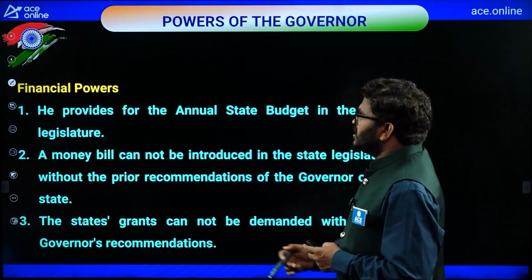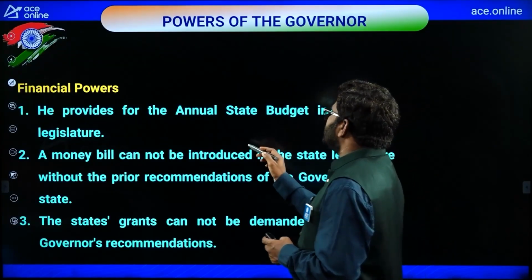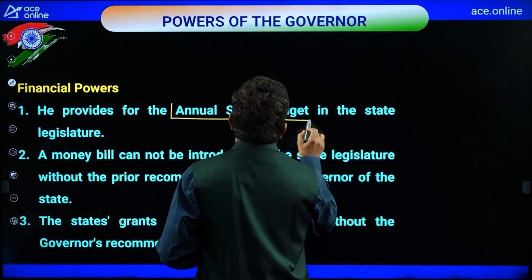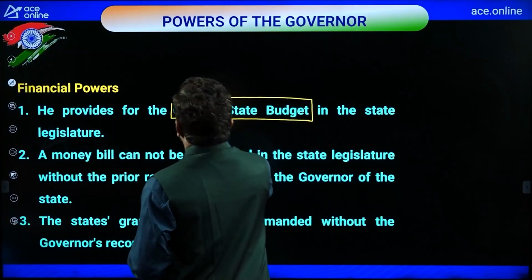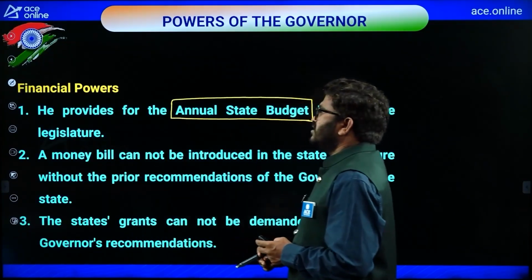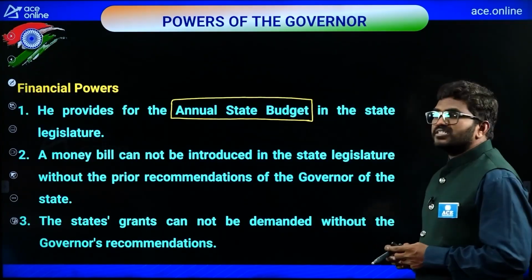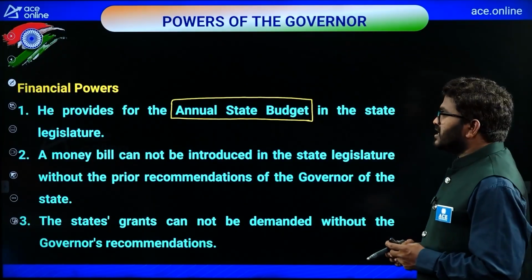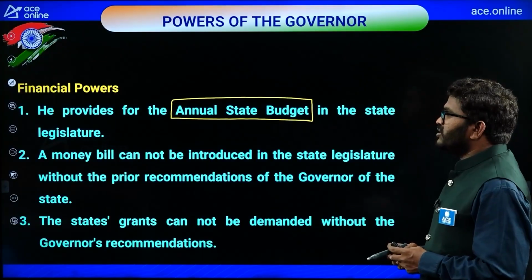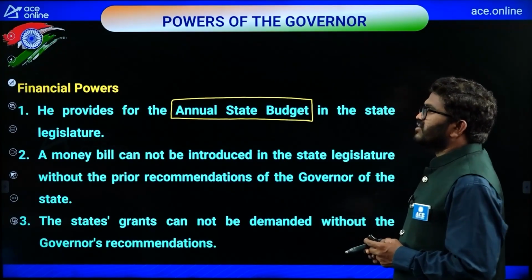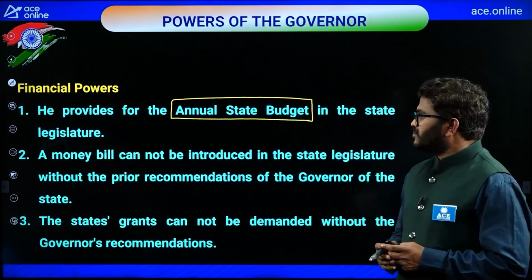Now see here, he provides for the annual state budget. So at a central level, the president will provide the annual budget. At the state level, the governor provides the annual state budget in the state legislature. In the central government, especially in the Lok Sabha, who will provide the annual budget? President. At the state level, the governor will provide it in the legislature.